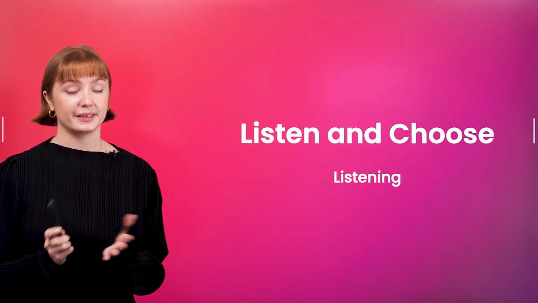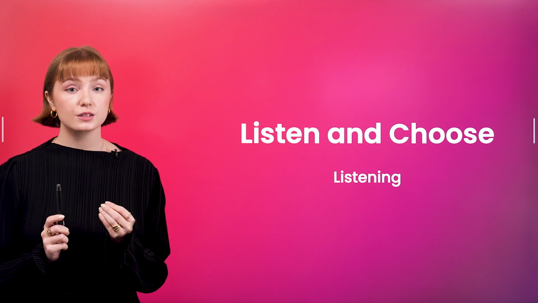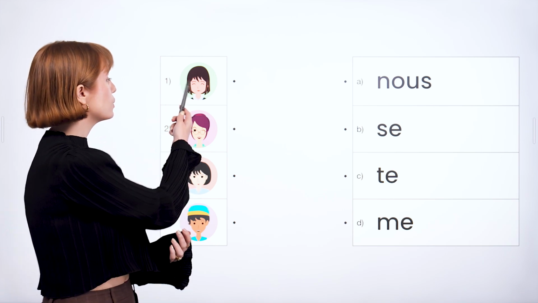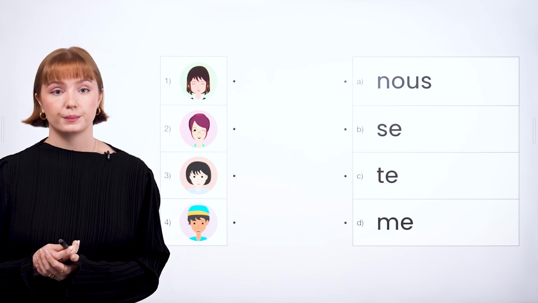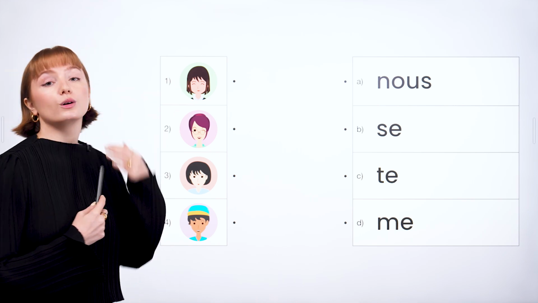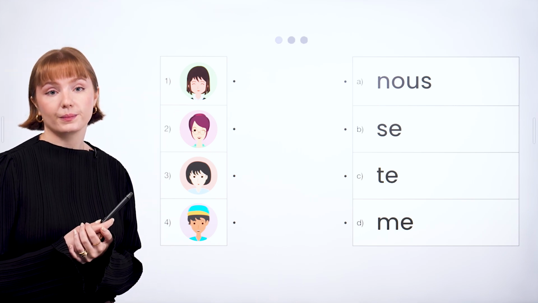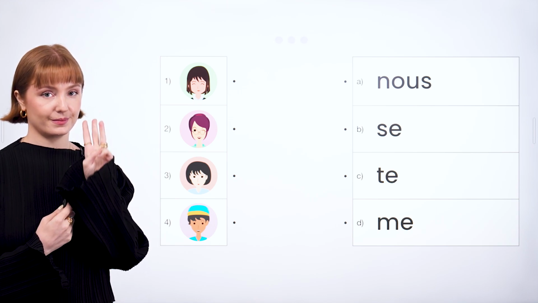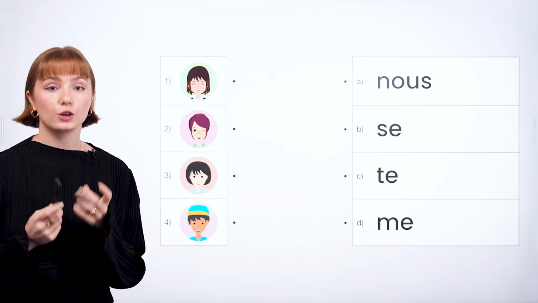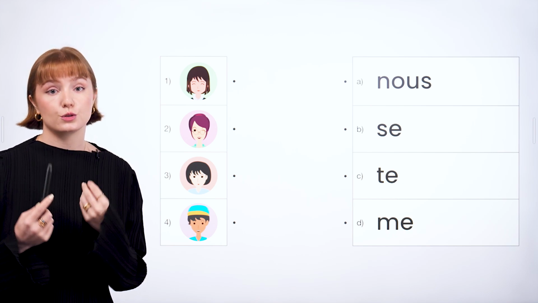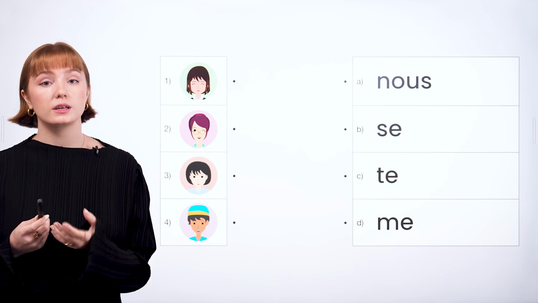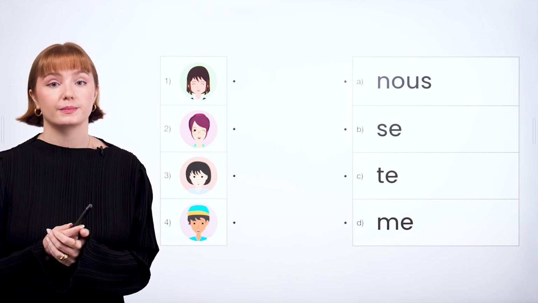Listen to me as I speak. Which reflexive pronoun is used in the sentence? Tu te couches tard. Let's listen one more time. Tu te couches tard. Did you hear te? Te, meaning yourself, is used before a reflexive verb to show that the subject is doing the action to themselves.